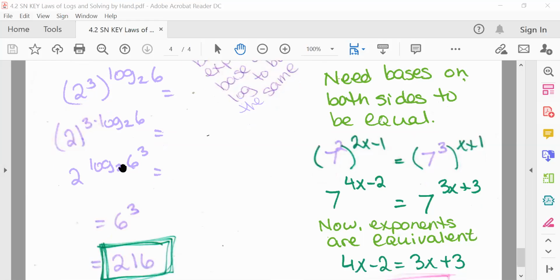Now, log base 2 and 2 to the power of undo each other. So we're left with 6 to the power of 3, which is 216. That is one of those perfects that you're going to need to know. Are we okay here?